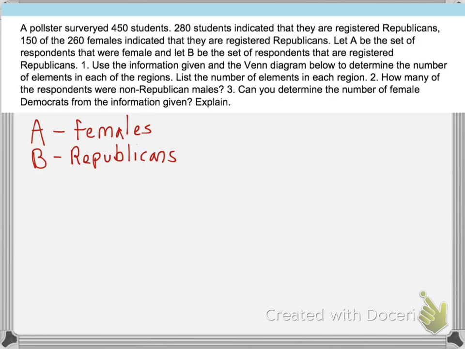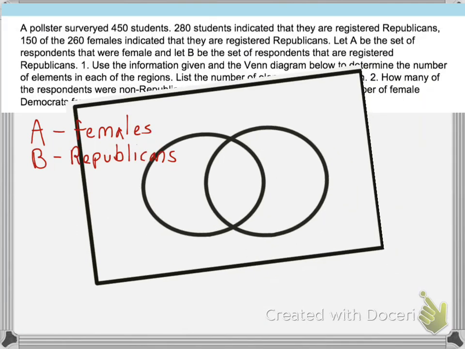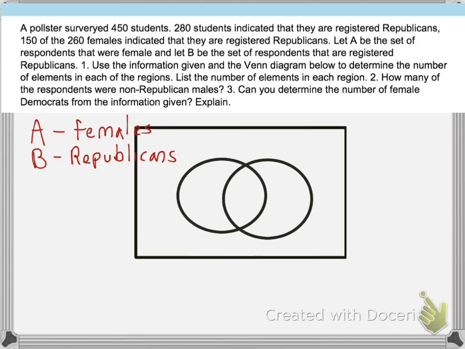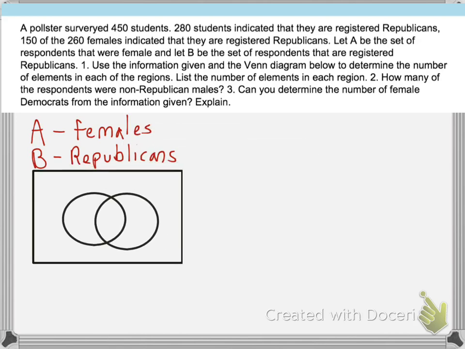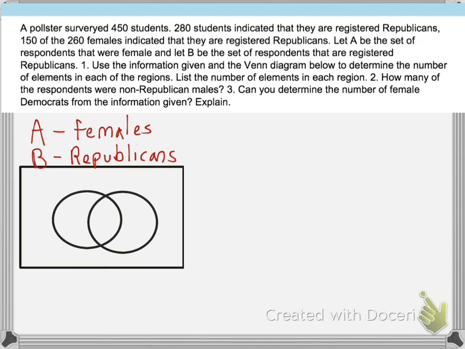We're asked to set up a Venn diagram. So first, let's pop in our Venn diagram. We have just two sets here, so we're going to use just a Venn diagram for two sets right here. And so going into my two sets here, I can label them A and B. A for females, B for Republicans.